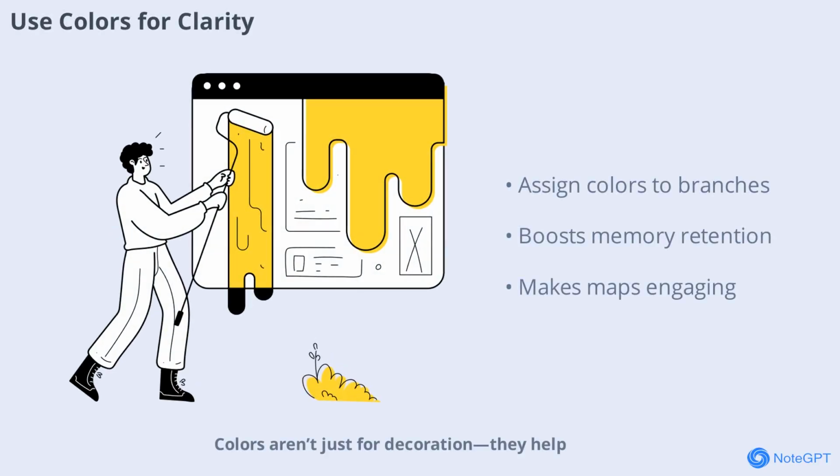Colors aren't just for decoration, they help your brain categorize and recall information. Assign different colors to each main branch or topic. This makes your mind map visually appealing and helps you quickly find what you need during revision. Don't be afraid to get creative with your color choices.